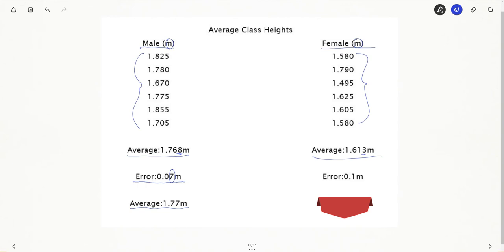Okay, so let's do the same thing over here with the women. Again, initially I rounded to that third decimal place because that's where my measurements were, but I calculated the standard deviation. I found the standard deviation to be 0.1. So that means I need to round to the tenths place. So therefore my average becomes simply 1.6. Now you know how to apply the real rule for significant figures.